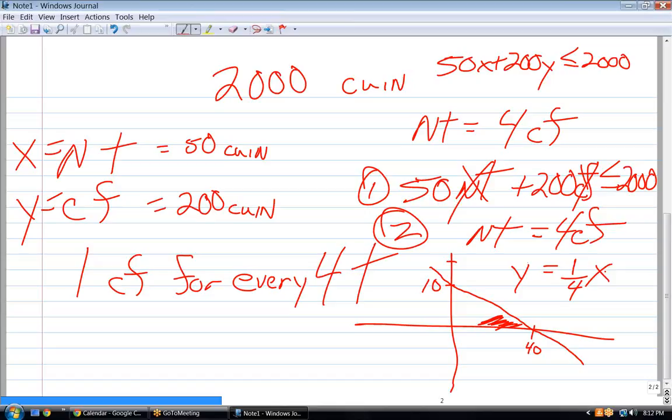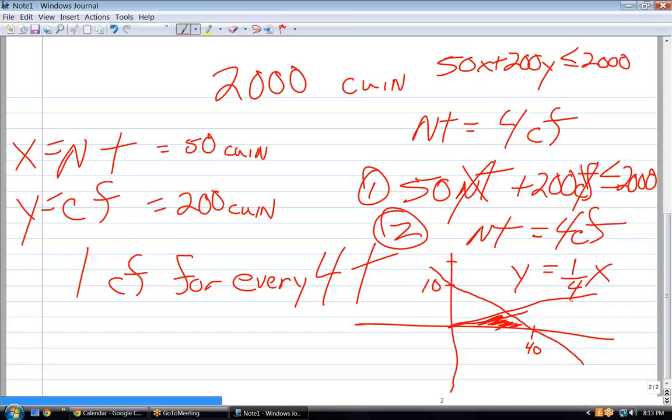In other words, if we have, for every 4 nettlefish, we're going to have 1 catfish. And that makes sense because the nettlefish take up only 1/4 of the space. So you would want to have 4 of these for every 1 of those. So if I had 4 nettlefish, I would have 1 catfish. This is correct.